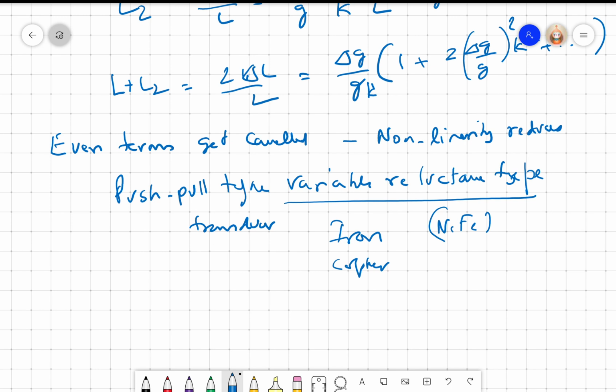I put a seal of paint on that, or as we do in our transformers, we put varnish on the iron core in the variable reluctance type transducer, and we also ensure copper wire is insulated by using coating on the copper wire, right? Then there's nothing to go wrong in the transducer.